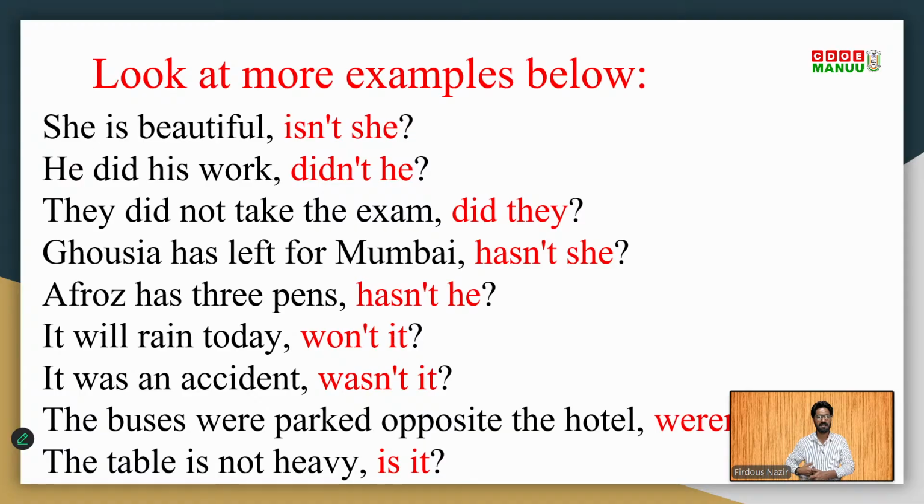So we have more examples here. She is beautiful, isn't she? She is beautiful. It's a positive statement, and we need to change this.